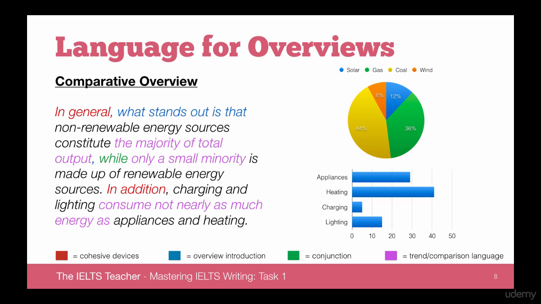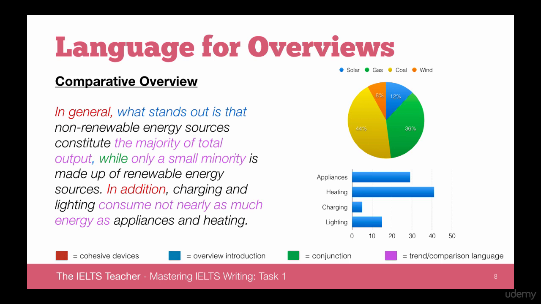Here we have a pie chart and a bar chart looking at different energy sources. In general, what stands out is that non-renewable energy sources constitute the majority of total output, while only a small minority is made up of renewable energy sources. In addition, charging and lighting consume not nearly as much energy as appliances and heating.